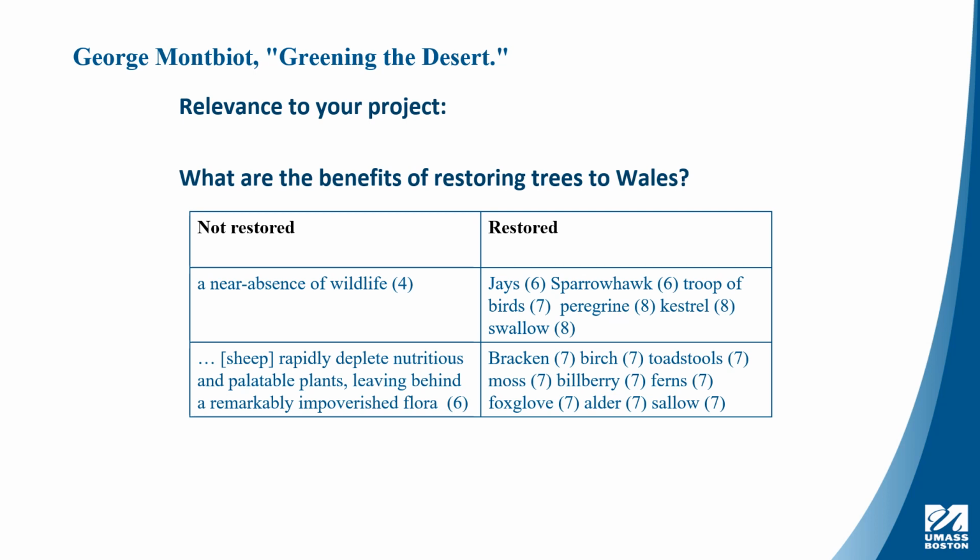Then, on page 7 alone, he names 9 kinds of plants that he observed during his visit to the reforested area. And if you count the number of plants he lists throughout his visit to the reforested area, there actually are a lot more. This is just those that appear on page 7, which includes bracken, birch, toadstools, moss, bilberry, fern, foxglove, alder, and sallow.